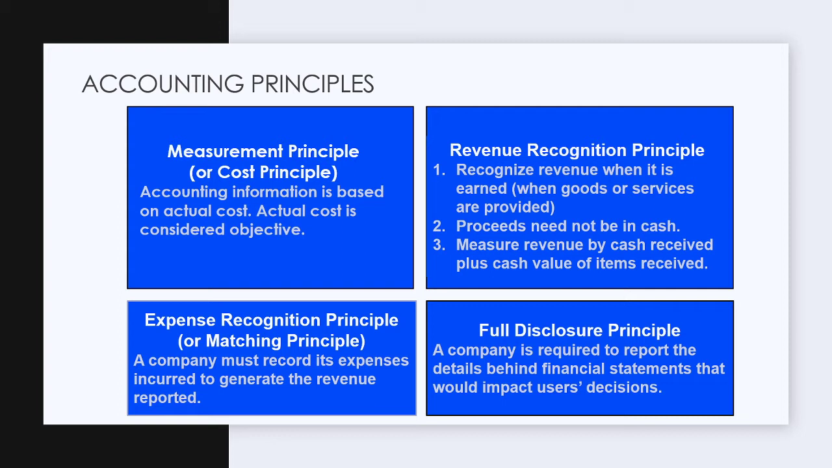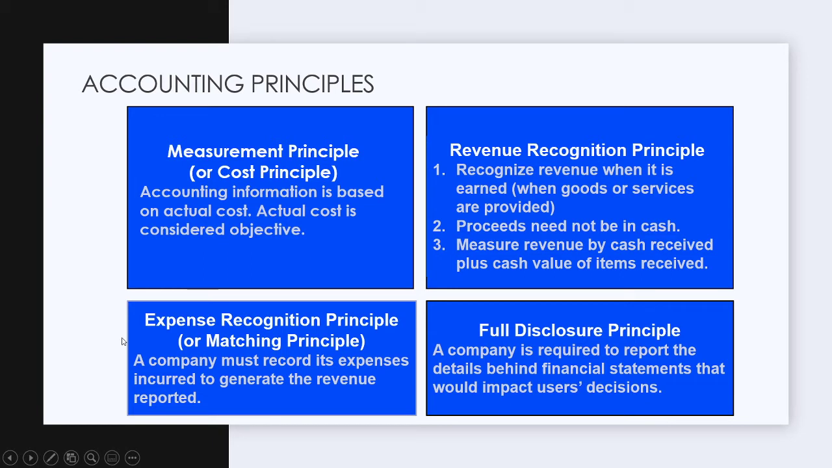I have other videos on that in the journal entries series, but that's key, right? We don't need to receive cash right away in order to recognize revenue, and sometimes it can be non-monetary. We can recognize revenue in exchange for other goods. And so we'll be measuring the revenue by cash received plus the value of other items received as well in some circumstances. The next key one is the matching principle.